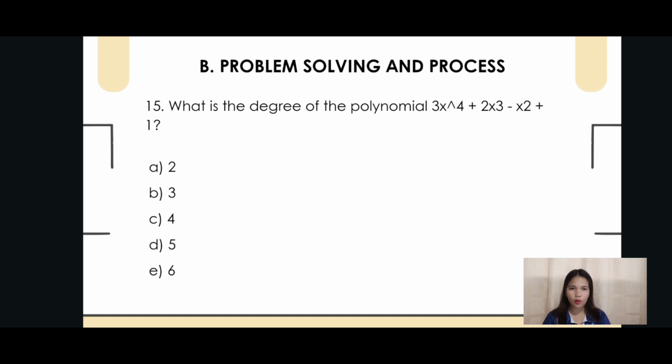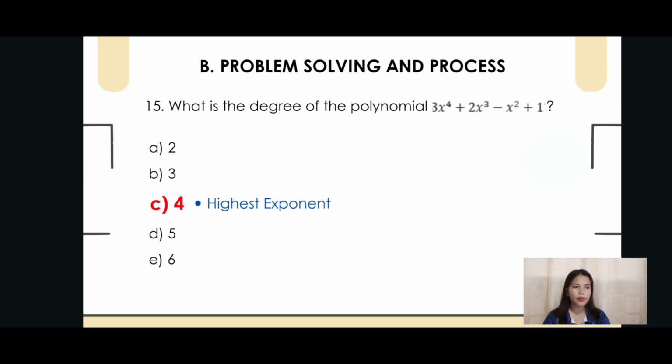Number 15. What is the degree of the polynomial 3x to the power of 4 plus 2x cubed minus x squared plus 1? Is it 2, 3, 4, 5, or 6? How will we know the degree of a polynomial? The degree of a polynomial is represented by the highest exponent of the variable. In the given equation, the highest exponent of the variable is 4. Therefore, the degree of the polynomial is 4. The answer is letter C.